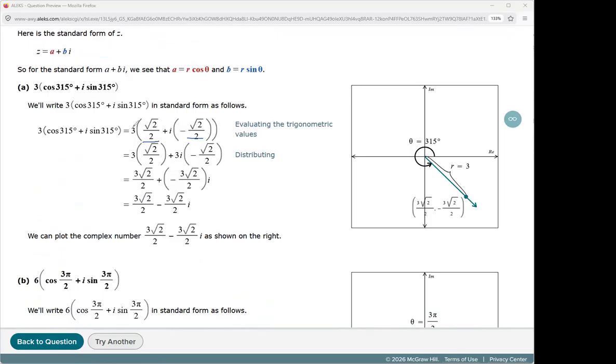Then after that, you just distribute the 3 onto both. That's where these came from. Make it a little pretty, put the 3 in there. That's where that came from. Same thing here. And that's it. This is the transformation from trig form to standard form. It's the same thing on part B.